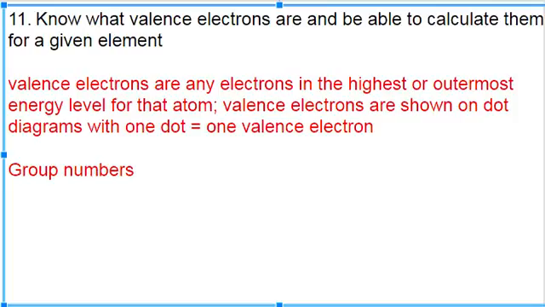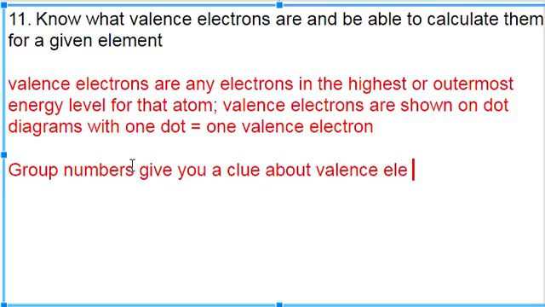But then you get stuck, because when you get to group 3, the table dips way down. That's because it's dropping back to the energy level before to fill up the d orbital. So you get stuck from 2 to 12. You stay at 2 electrons. But then when you get to group 13, it's 3. Group 14 is 4. Group 15 is 5. So group numbers, I'm going to say, give you a clue about valence electrons, because it's not a perfect match, but it's pretty good.